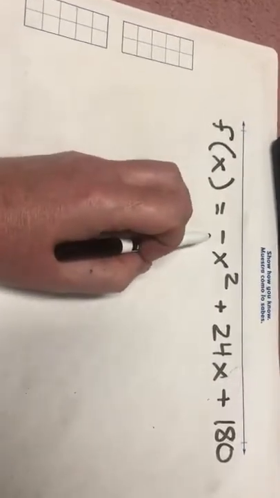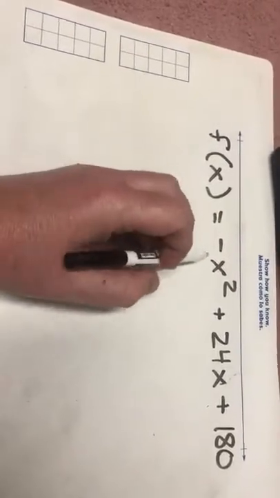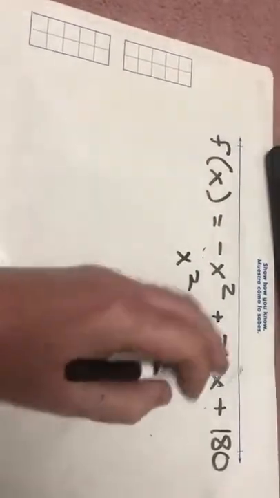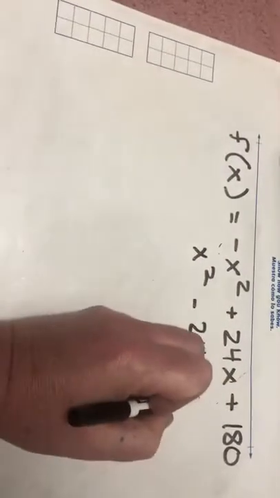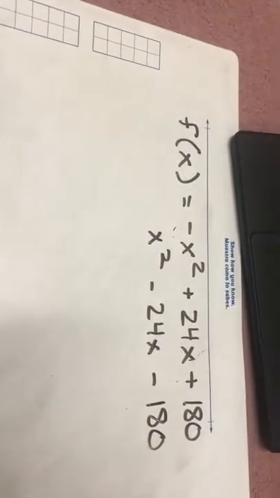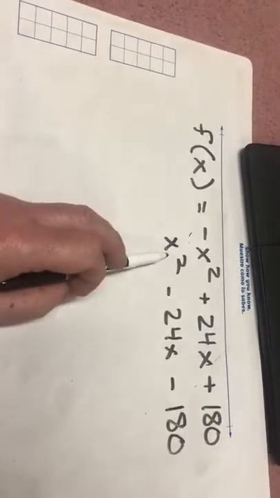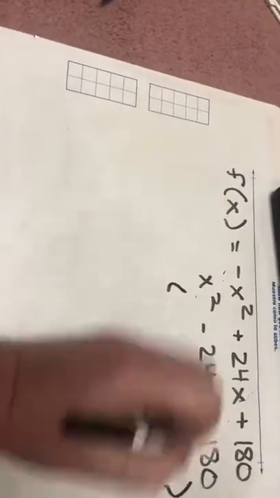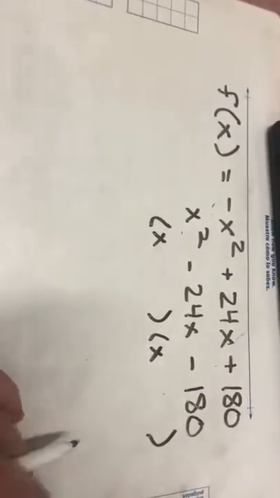Which means, as we talked about with polynomials, when I multiply something by negative 1, all I'm doing is changing the signs. This negative will become a positive x squared. My positive 24x will become a negative 24x. And my positive 180 will become a negative 180. So I just rewrite the equation, okay, to get a positive x squared. Now I factor it. Just like the other ones, it's x squared, so I know it's going to be x and x. And now I'm back to what I did originally.